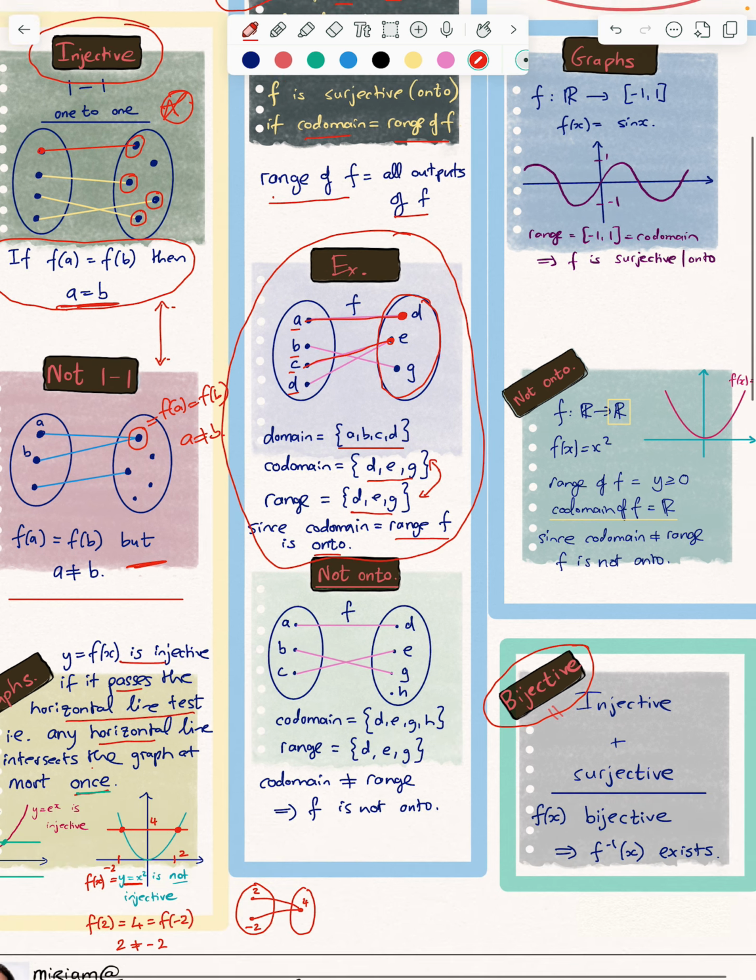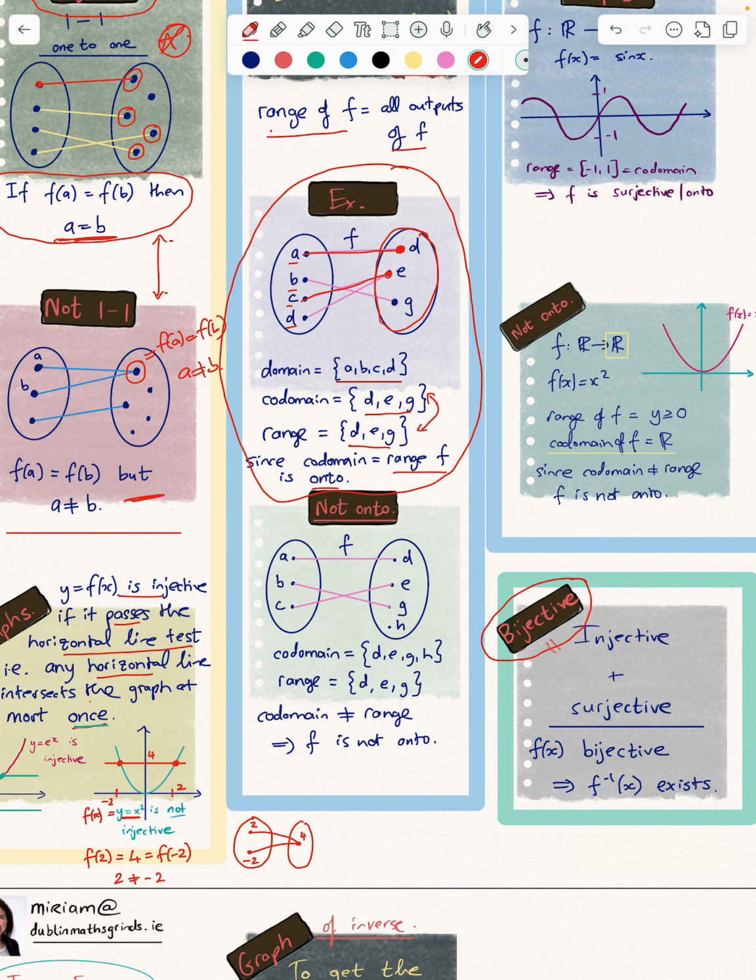And as before, sometimes it's easier to understand the concept by seeing what is not onto. So in this instance here, our domain is A, B, C. Our codomain is this whole set, D, E, G, H, and our range is all the values that are f of something. So D is the f of A, E is the f of C, and G is the f of B. That is the range, and since the range is not equal to the codomain, therefore the function is not onto. So that's what it means in terms of the bubble diagrams.